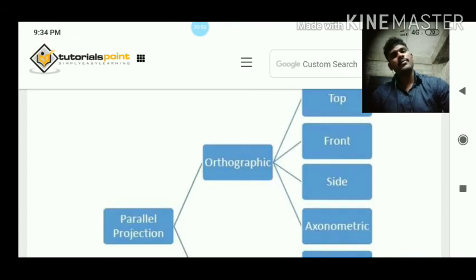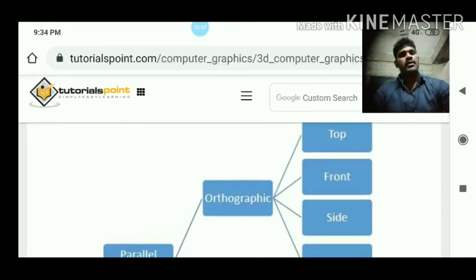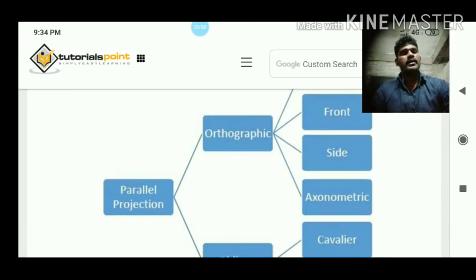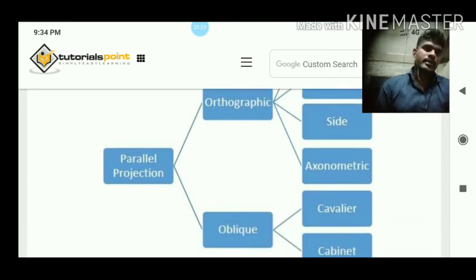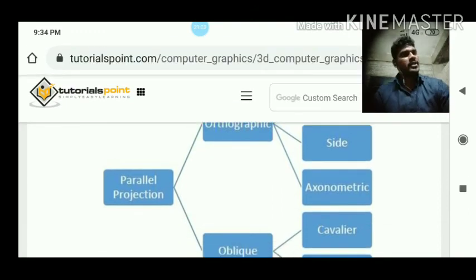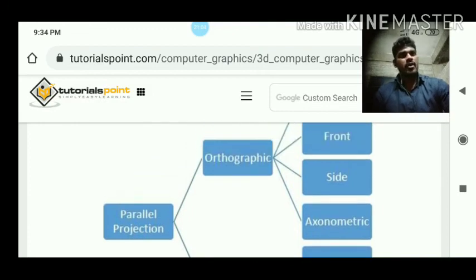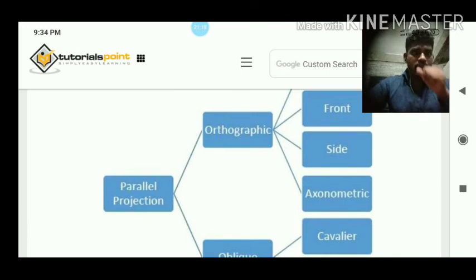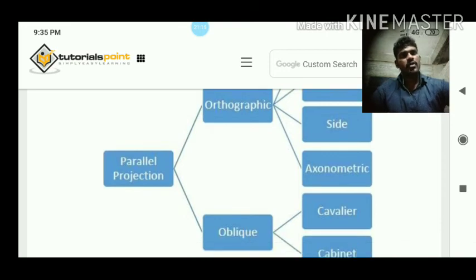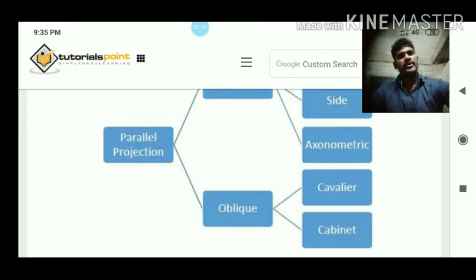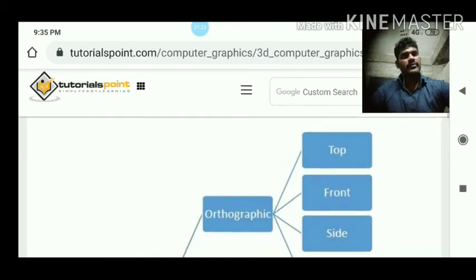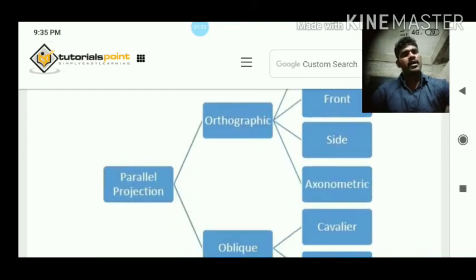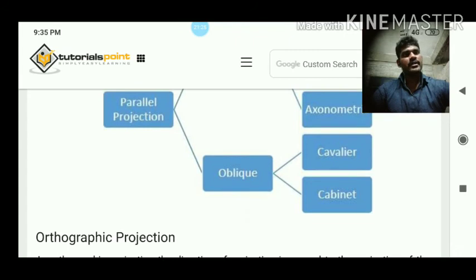Look here: parallel projection, orthographic, and oblique. Orthographic and oblique are both parallel projections. Under orthographic: top, front, side views, and axonometric, isometric. Under oblique: cavalier and cabinet.